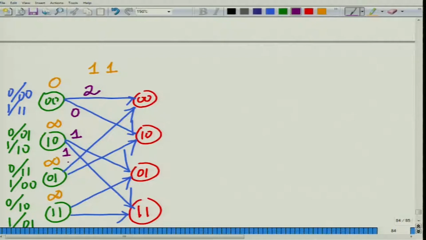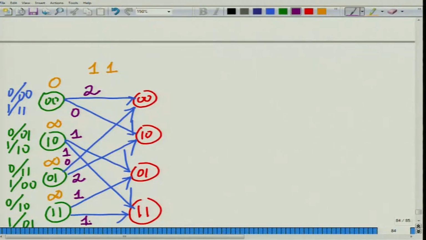Top branch 0 1, output 1 1, so the Hamming distance is 0. Bottom branch output 0 0, so the Hamming distance is 2. For 1 1, the top branch output is 1 0, so the Hamming distance from 1 1 is 1. For the bottom branch, the coded output bits are 0 1, and the Hamming distance between 0 1 and 1 1 is 1.